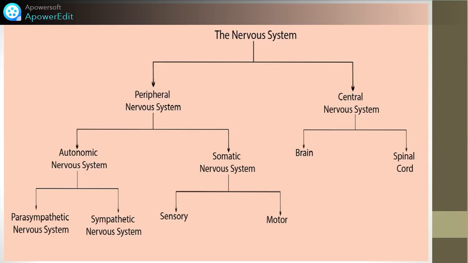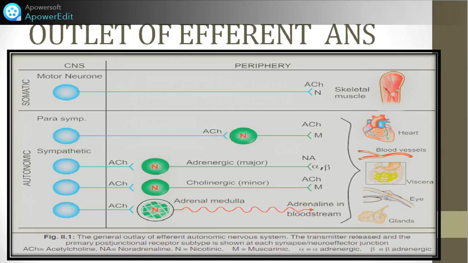First of all, we should know the classification of nervous system. Nervous system is classified as central nervous system and peripheral nervous system. Peripheral nervous system consists of autonomic nervous system and somatic nervous system, while central nervous system consists of brain and spinal cord. Autonomic nervous system is further classified as sympathetic and parasympathetic nervous system.